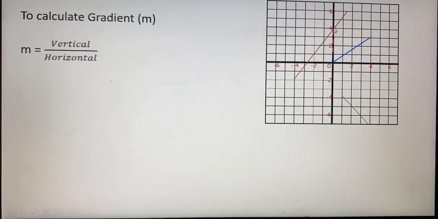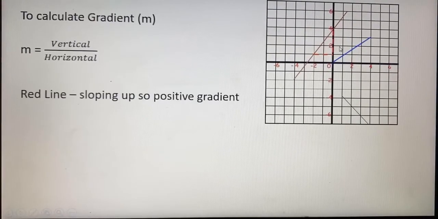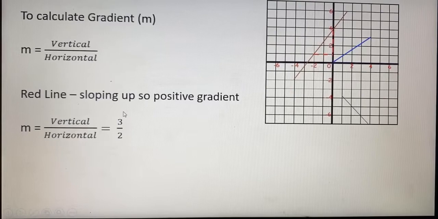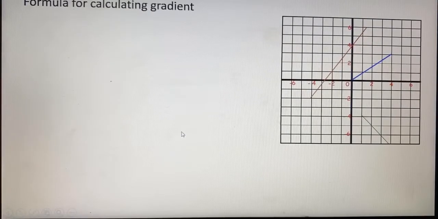So for this one, I'm going to go from this point here down to here. Vertically, it's sloping upwards from left to right, so we know it's going to be positive. It's got a vertical and a horizontal distance. Counting the boxes, it's 1, 2, 3, 4 up to here. So it's 3 boxes up the way and 1, 2 along the way. So our gradient m is vertical over horizontal, which is 3 over 2. Okay, it's 1.5 or 3 over 2.